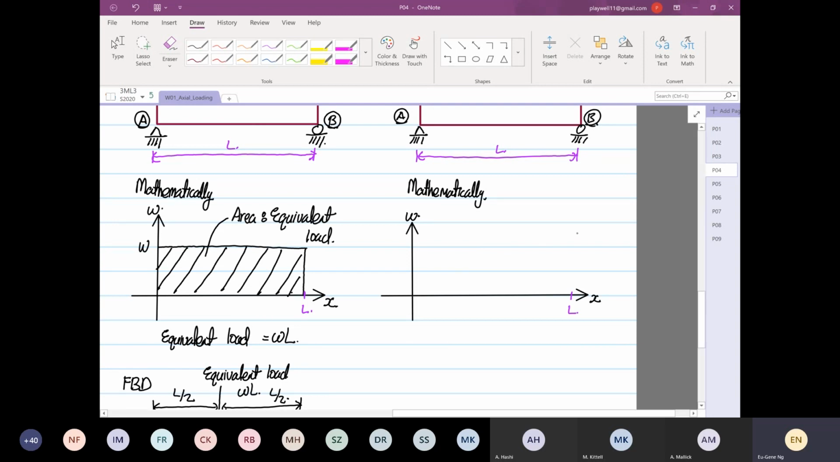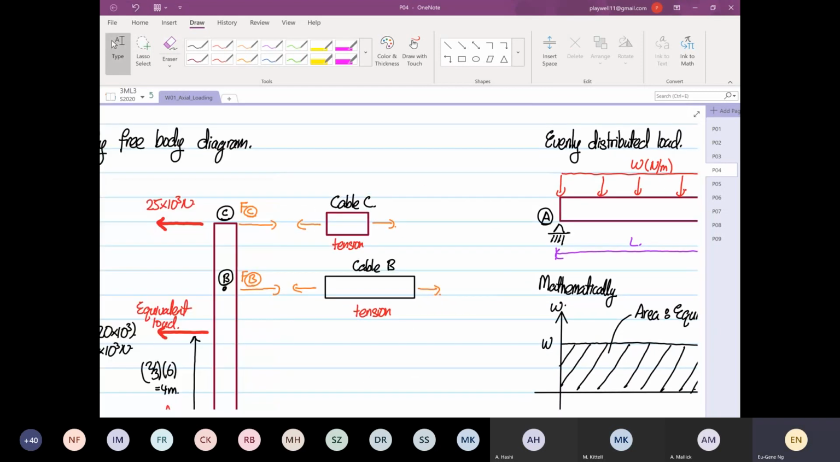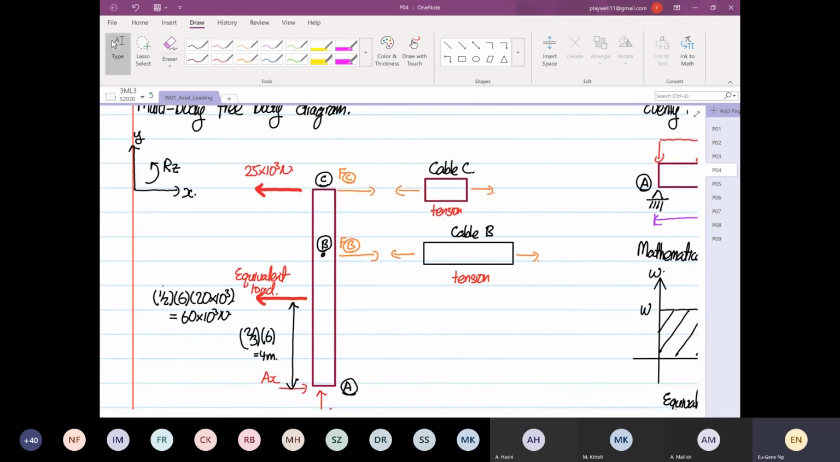Okay. And then it stops down here. Now, so this is how the distributed load looks like. Okay. So the equivalent load, the area, will be the what? Equivalent load, right? That is why the equivalent load that we have calculated earlier, what did we say the equivalent load is? If you calculate over here, it's what? Half base times what? Height.